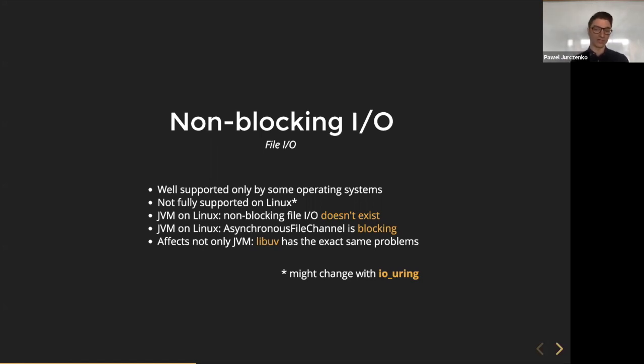And one of the reasons is that last year, a new kernel module was introduced to Linux, and it's called IO-uring. And it's possible that this will change the way we perform non-blocking file system operations on the JVM. However, we will just have to wait and observe if something is changed in this manner.